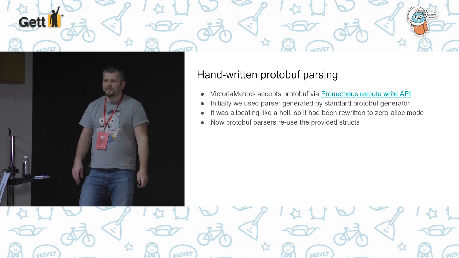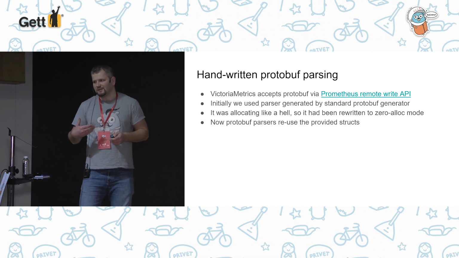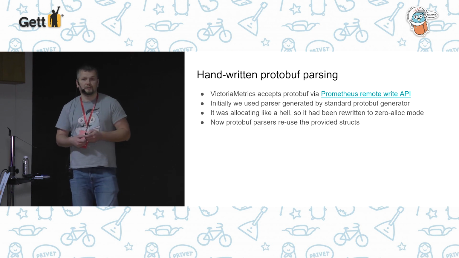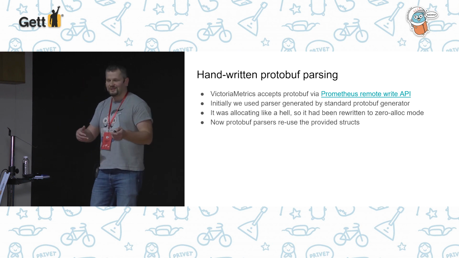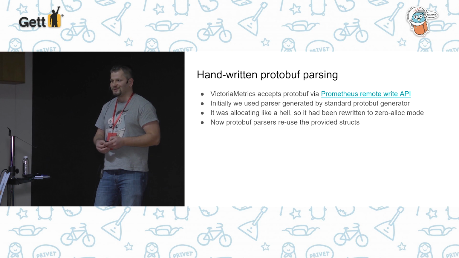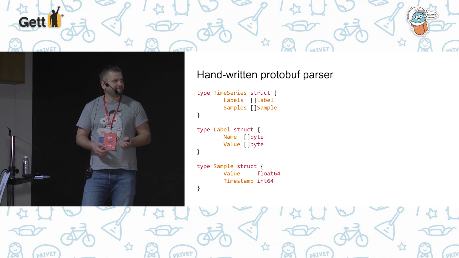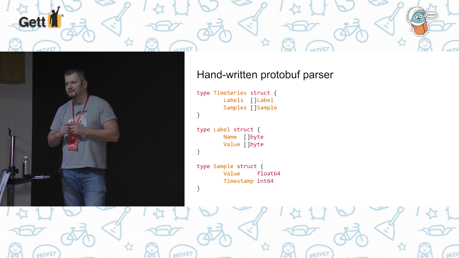Protobuf. Initially, we used a standard protobuf parser that we got during the standard code generation process from the Prometheus package. But as it turned out, the standard implementation allocates a lot of memory. And so we had to optimize this code manually, the one that had been generated by this code generator. A couple of examples of modification.